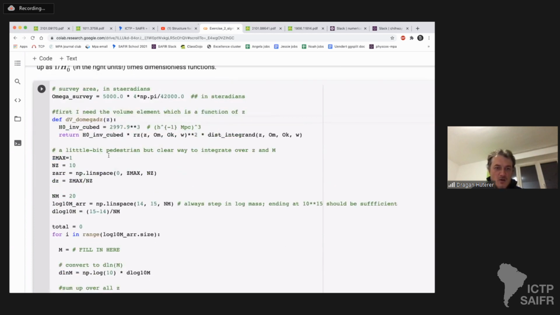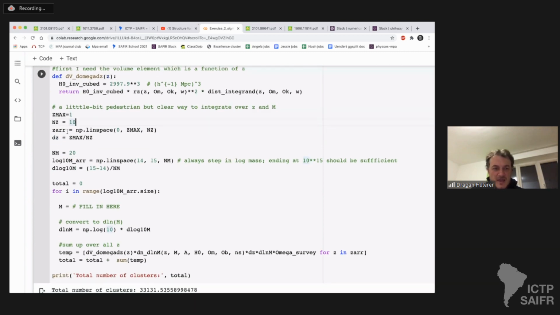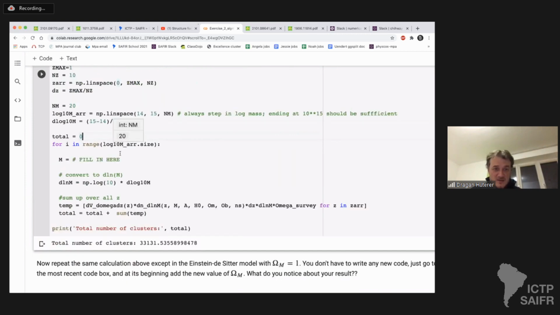All right, so now the pedestrian way: go to z max of 1, make 10 steps. I'm going to be integrating slowly by hand. So I'm going to get an array of z, and then I'm going to have 20 steps in mass. You can check whether it matters or not. As I said, I don't have to go to infinity. I can go from 10 to the 14 to 10 to the 15. It's enough. I define that array.